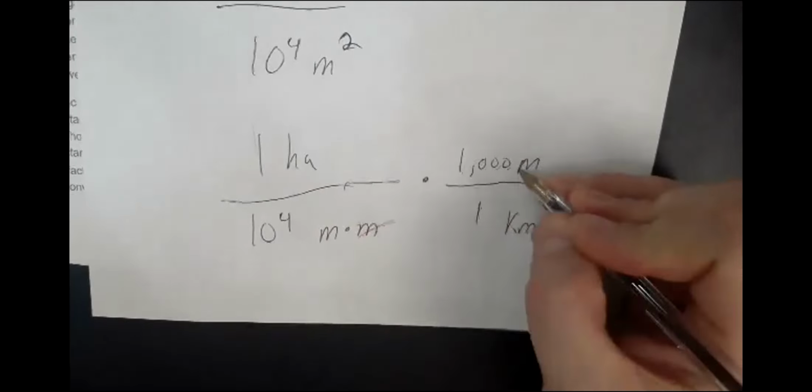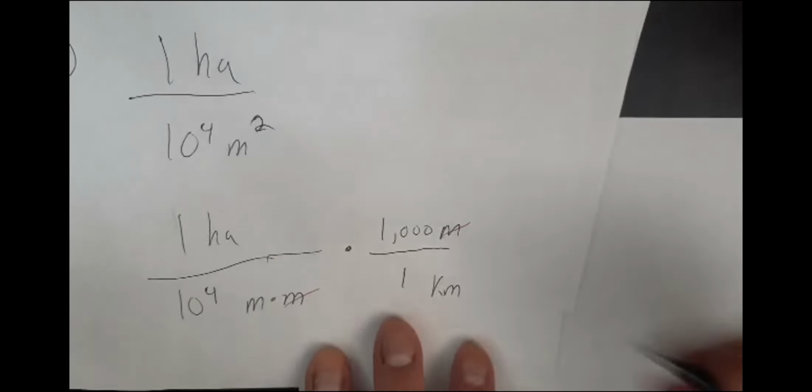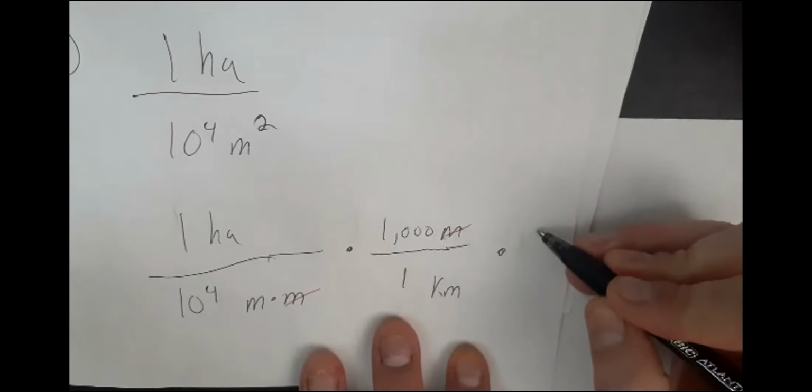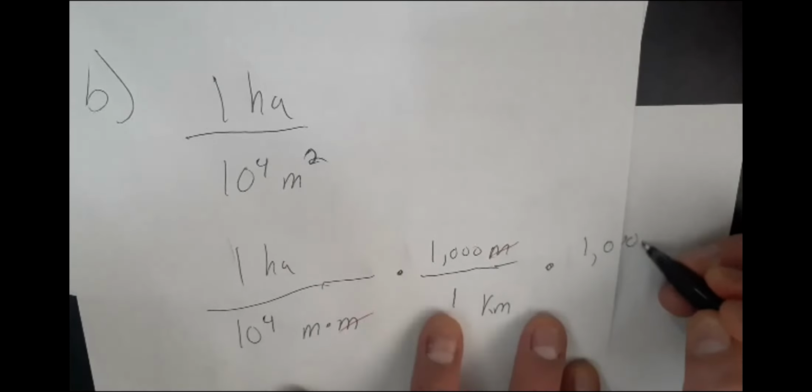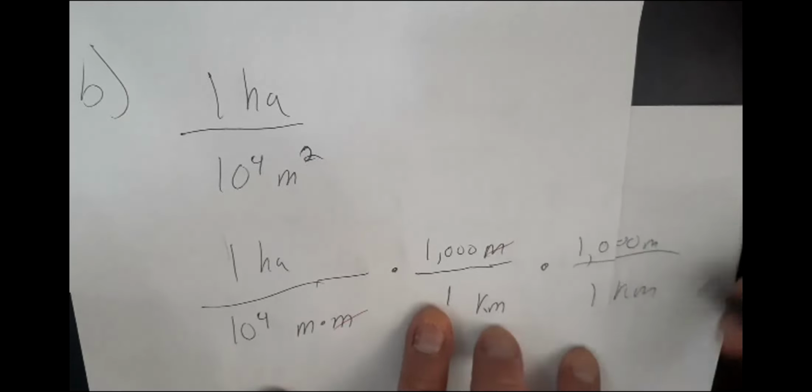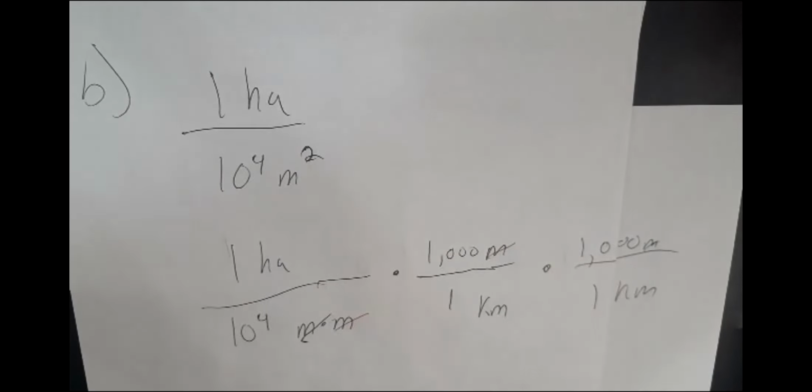I'm not going to do it till someone tells me. But what should I really do on this problem? Eliminate your meters? No, that gets rid of only one of them. What am I going to have to do? Multiply by another 1,000 meters, so that it could cancel out. You have to do that conversion twice. It is a square unit that we're converting, so it's going to happen twice.